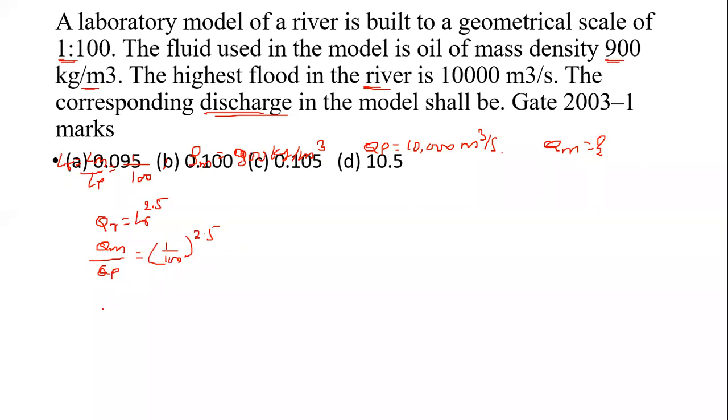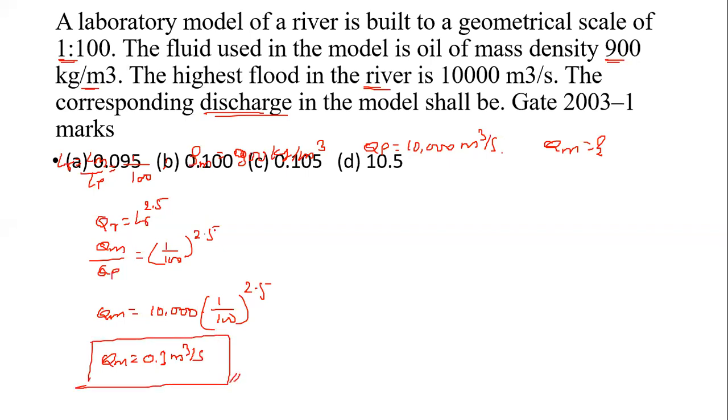The prototype discharge is given to us. So the discharge in the model will be equal to the prototype discharge, 10,000, into 1/100 raised to 2.5. So tell me the magnitude, not the option. How much? 0.1. 0.1 meter cube per second. And as per that, the correct option is option B. It was for 1 mark.